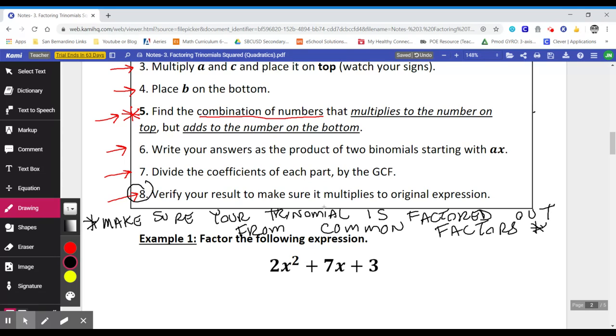And the answer to that will be that you didn't start with the trinomial already factored out, meaning that you could have taken out the GCF and you didn't. So I'll show you an example of that. But for right now, let's go through the steps.